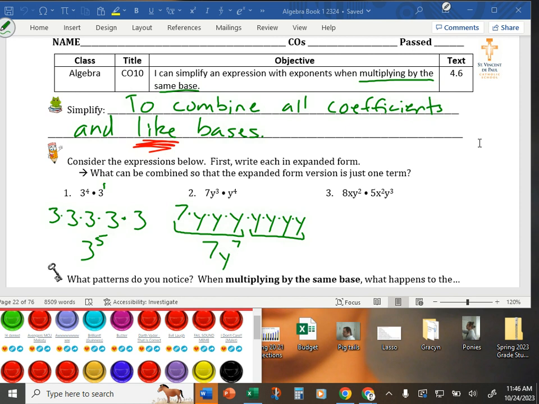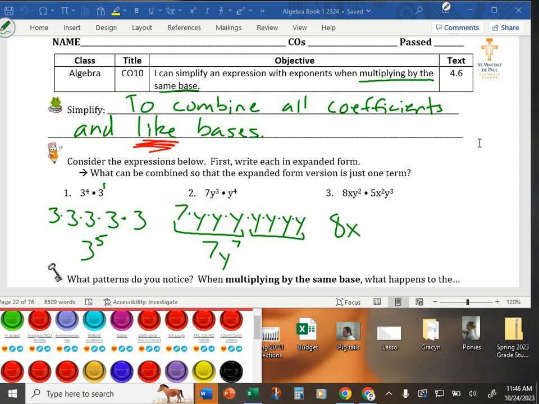Number 3, 8xy squared times 5x squared y cubed. Let's look at this 8xy squared first. Think about what that power of 2 is attached to. How many 8s are there in that expression? Just 1. It's a coefficient. How many x's are there in the expression? Just 1.